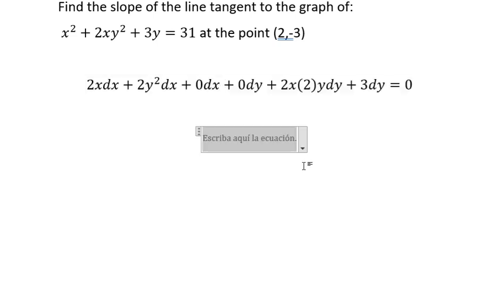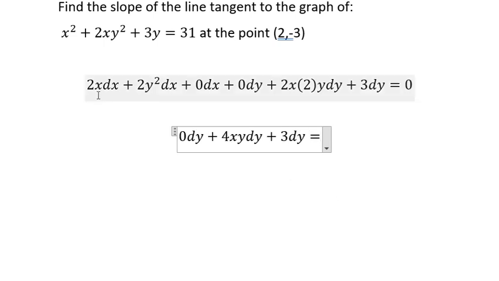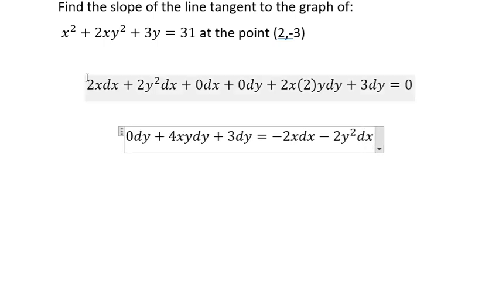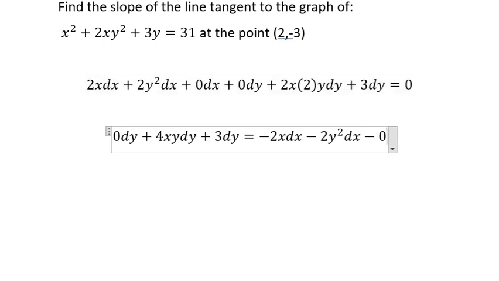So we have 0 dy plus 4xy dy, because 2 times 2 is 4, so this is 4xy dy, plus 3 dy equals, this one moves will be subtracting on the left side. Notice we are treating this as if it was a regular equation. So this will be minus 2x dx minus 2y squared dx. This one becomes negative, and this one also becomes negative, minus 0 dx.